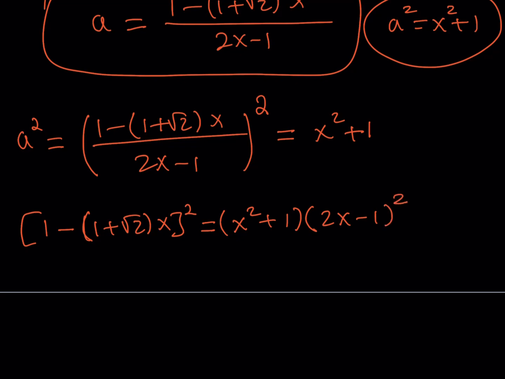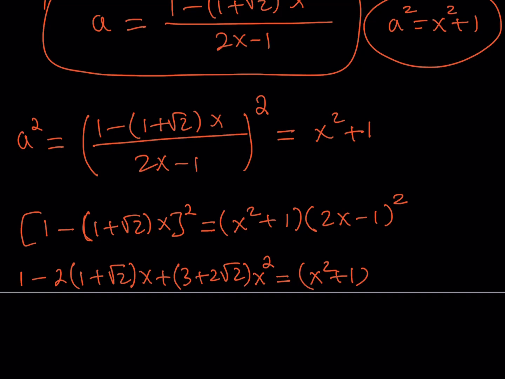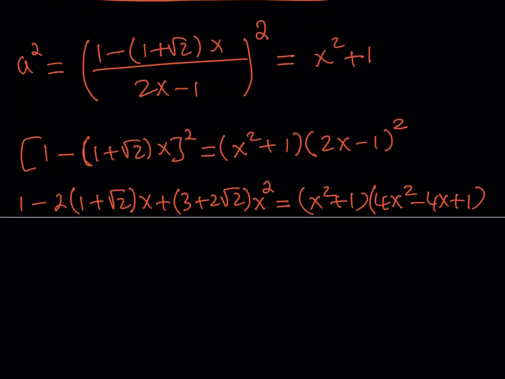Here we go. Okay, now we can go ahead and expand this as much as we can. The left-hand side: 1 minus 2 times (1 plus root 2) x plus (1 plus root 2) squared times x squared. So if you square 1 plus root 2, that's going to be 3 plus 2 root 2. Again, I'm skipping a step here. I hope you don't mind. Equal to, okay, this one is going to look like, let's not skip this step, and I'm going to expand this one: 4x squared minus 4x plus 1. Awesome.